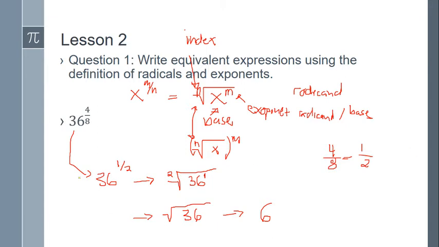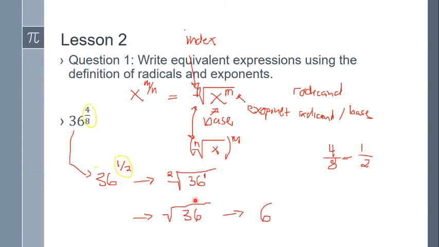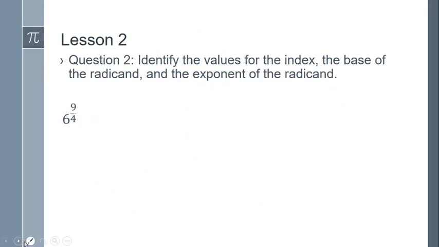So we get 4/8 simplified to 1/2. I rewrote that as a radicand, and then I simplified my radicand, so we get all three of those answers. One, two, and three. Let's go on to question two.